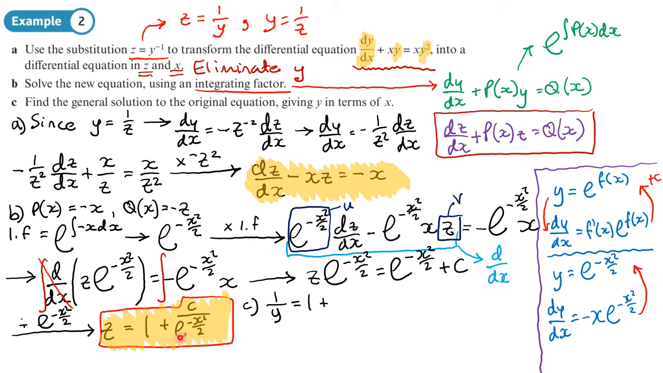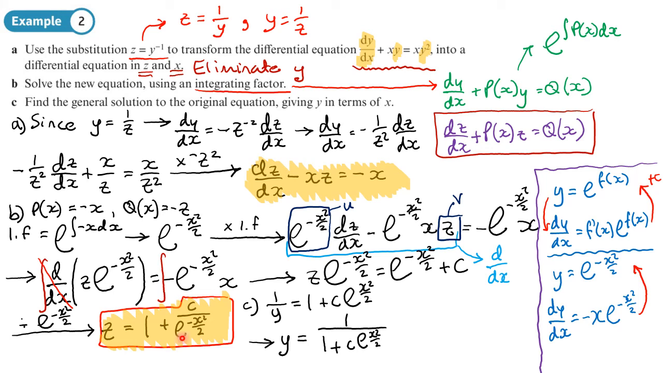Now, since this is a negative power, I don't need to write it at the bottom. I can bring it to the top and write it as a positive power. So that'll be my constant times by e to the positive x squared over 2. So if that's what 1 over y is going to be, y is the reciprocal of that. So 1 over 1 plus my constant times by e to the x squared over 2.